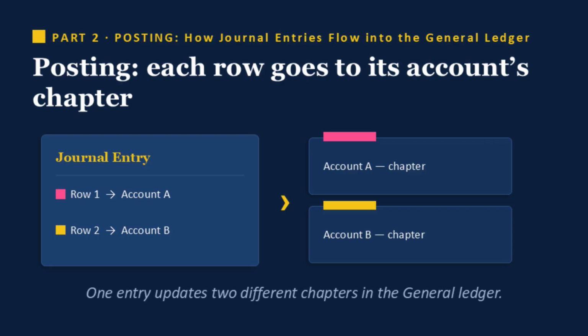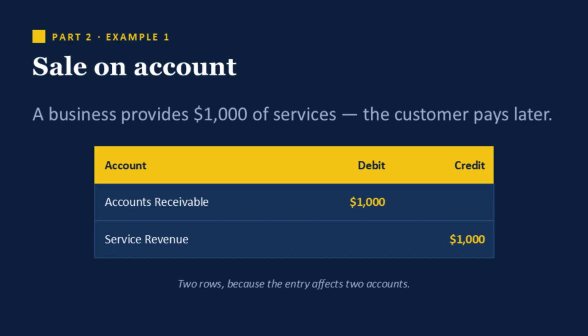Now let's see what it actually means to post a journal entry to the general ledger. A journal entry may affect two or more accounts. When we post it to the general ledger, each row of the journal entry goes into the chapter for the account listed on that row. Let's look at two simple examples. Example 1, sale on account.